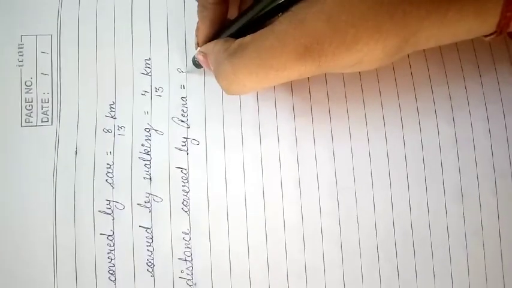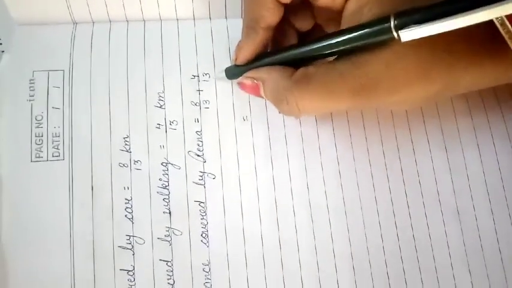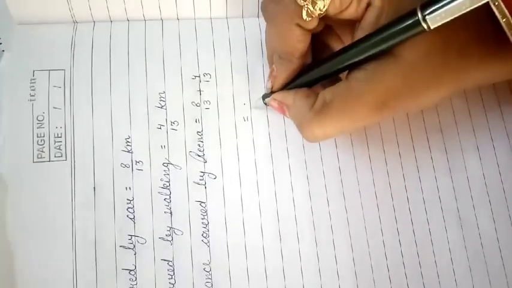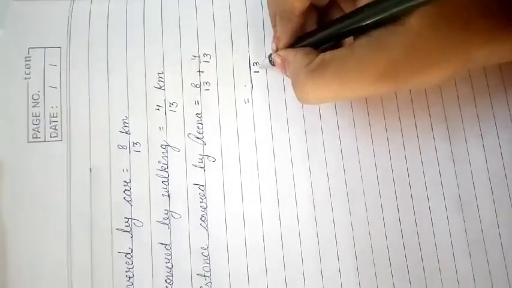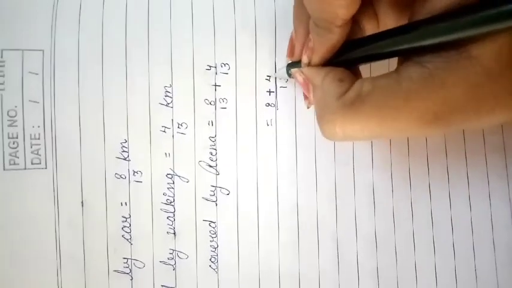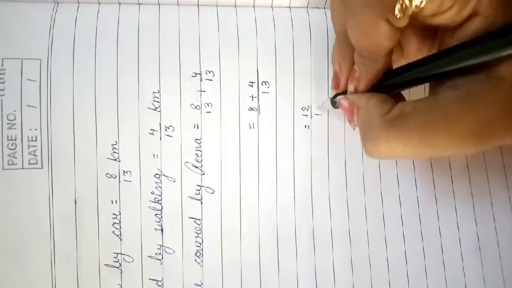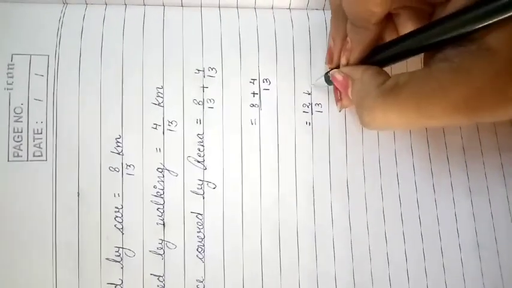So the total distance will be 8 by 13 plus 4 by 13. Here we will add, because these are like fractions, we will write the denominator only once, as the denominators are the same. 8 plus 4, 8 plus 4 is 12. So 12 by 13 kilometer is the distance which she has covered in all.